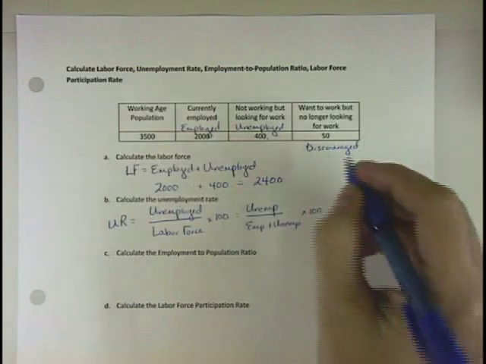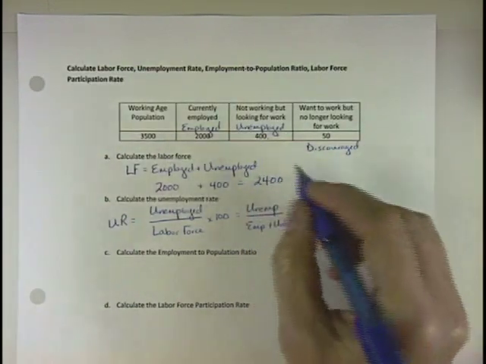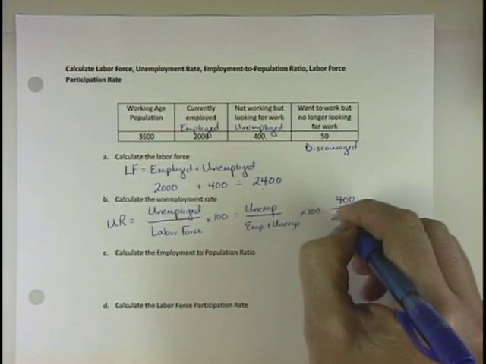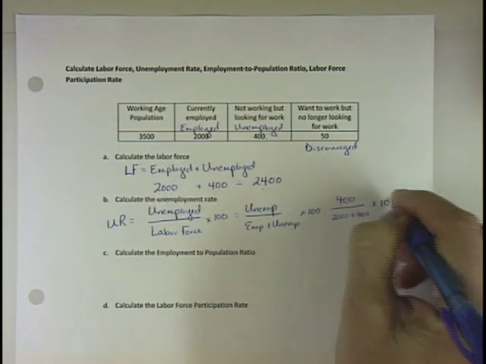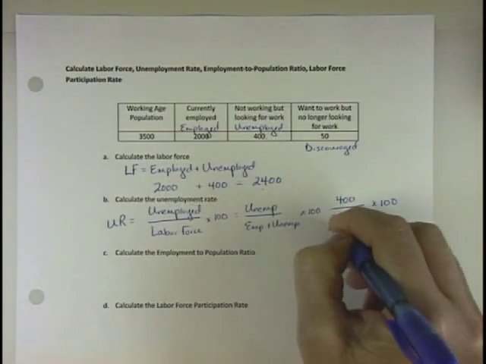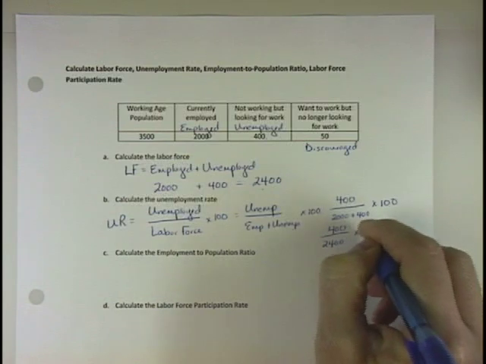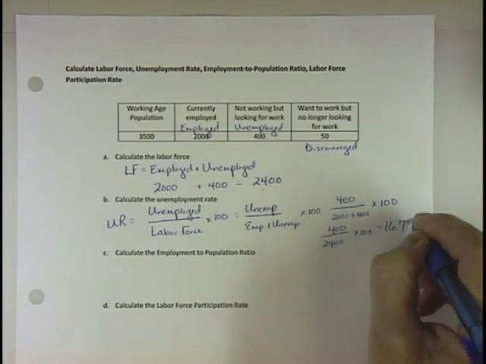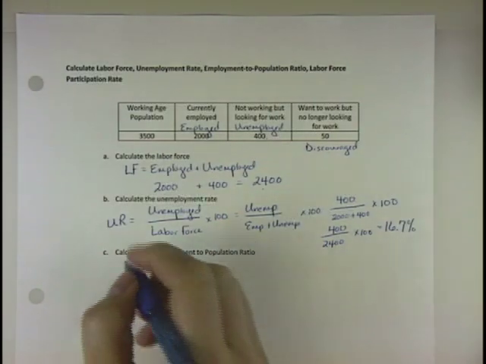So the unemployed up here we found was 400. And our labor force is, we've already calculated it at 2,400, but we'll do the math here. We have the employed plus the unemployed. Okay, we're going to multiply that by 100 to make it a percent. So we have 400 divided by 2,400. Multiply that again by 100, and we get 16.7% for this economy.